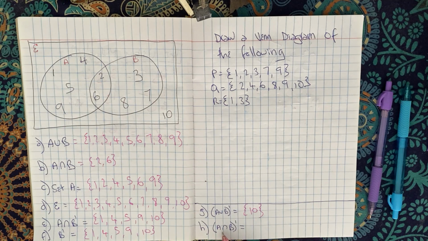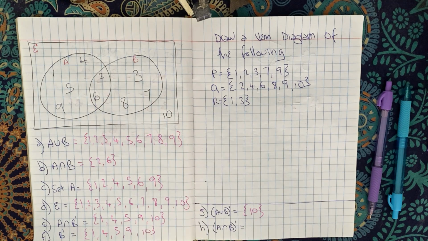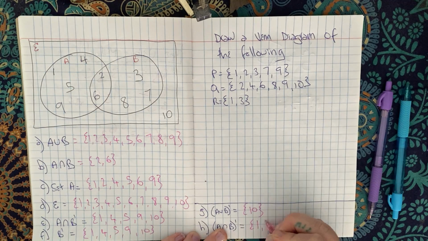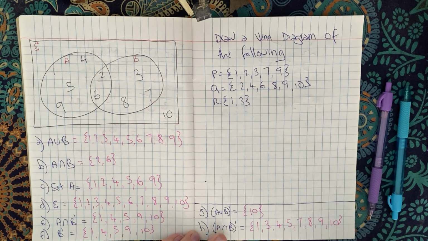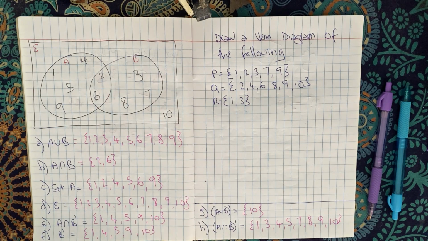Now I want to say everything that's not in the intersection of A and B. So the only things that are in the intersection of A and B are 2 and 6. So they're the only things I'm going to exclude from my list. So I can have 1, 3, 4, 5, 7, 8, 9, and 10. I know 10 is not in either set, but we just care about everything that's not in the intersection of those. All right, so hopefully these symbols are clear and you can work them out. If you're not clear on that, feel free to keep asking questions.